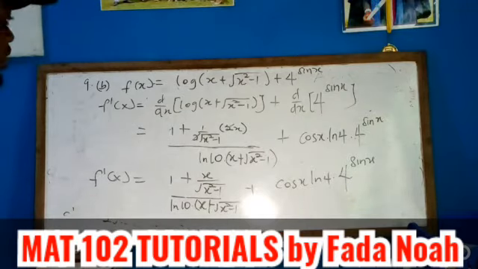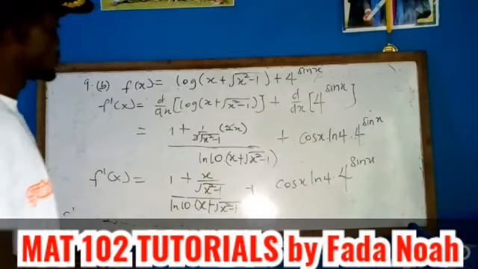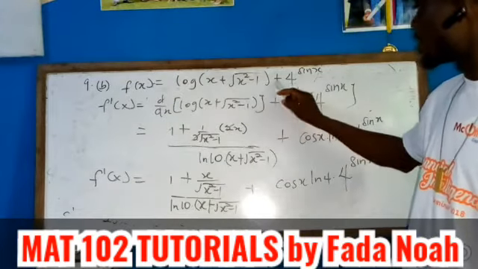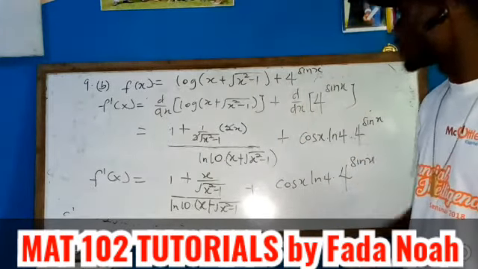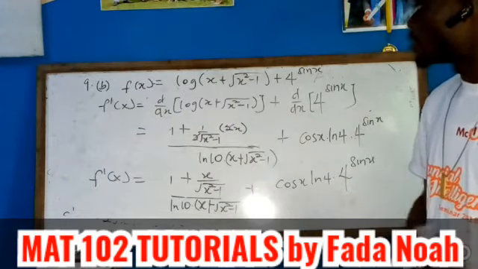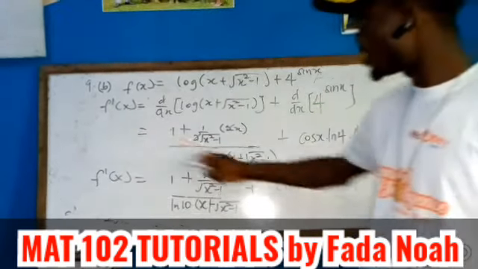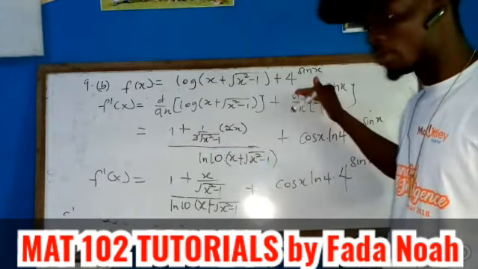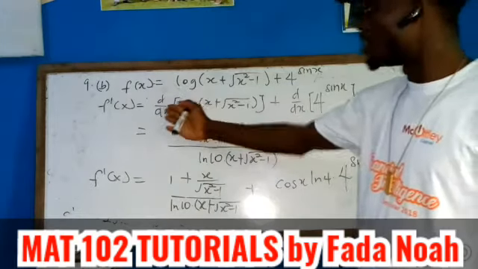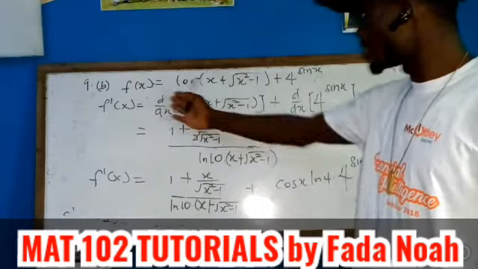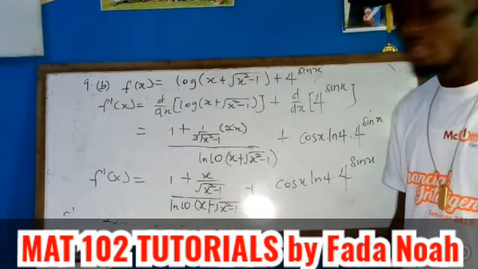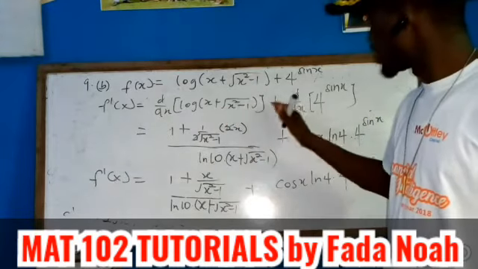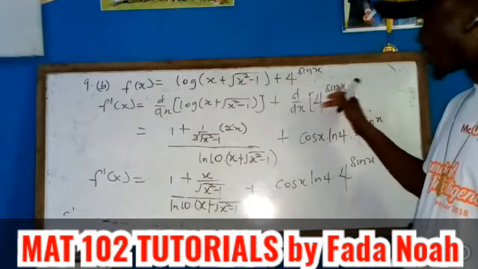So let me take you back again. We have f of x equal to log of x plus square root of x squared minus 1, plus 4 exponent sine x. You are asked to find the derivative. So we find the derivative of both sides, and we have f prime of x is equal to d dx of the right hand side. Okay, and the derivative is distributive. So we can just distribute the derivative, and we have d dx of log of x plus square root of x squared minus 1, plus d dx of 4 exponent sine x.